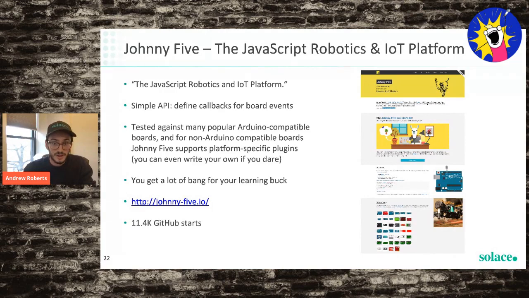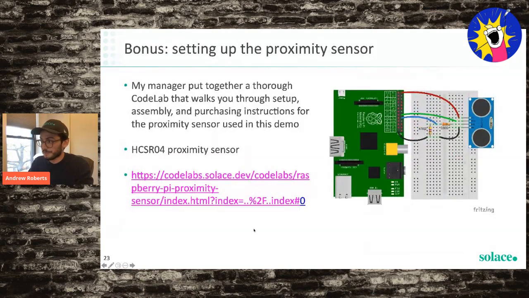So if you learn Johnny 5, you basically have a Swiss Army knife tool that you can apply to any IoT use case or demo that you may need to create, right? It's got a pretty good community as well, at over 10K stars on GitHub.